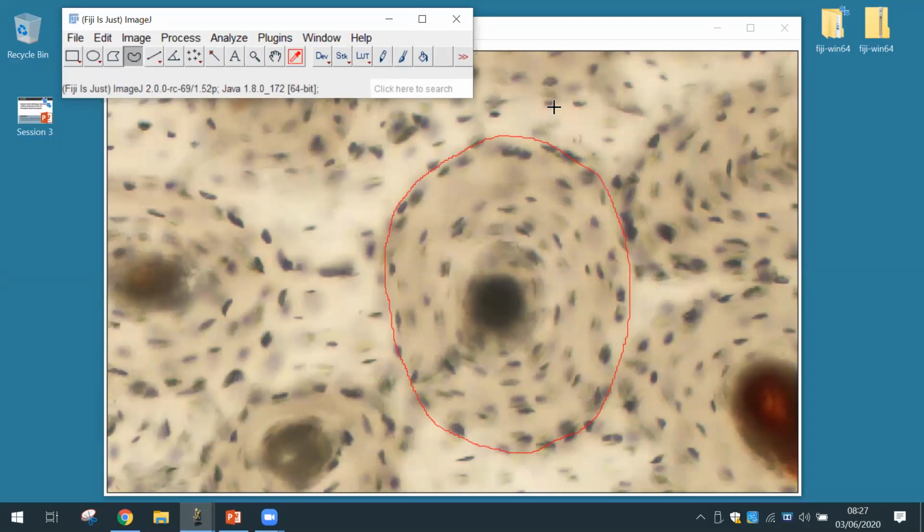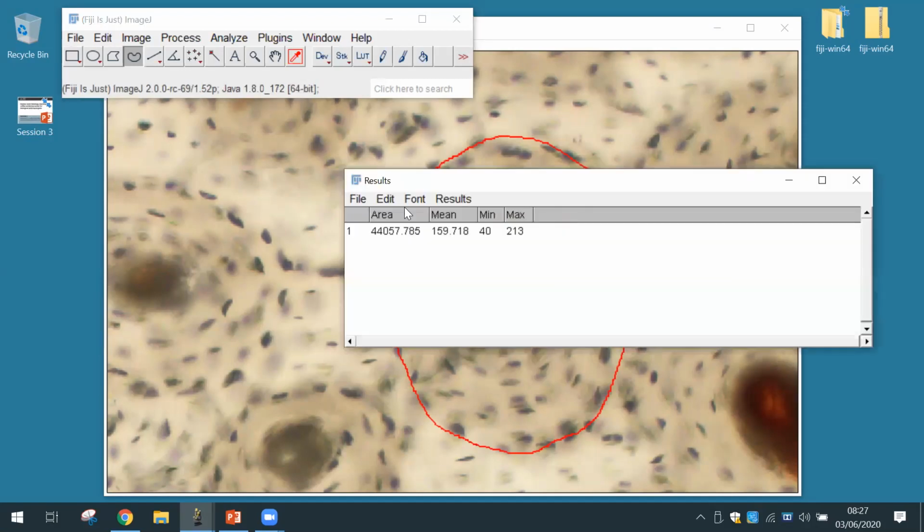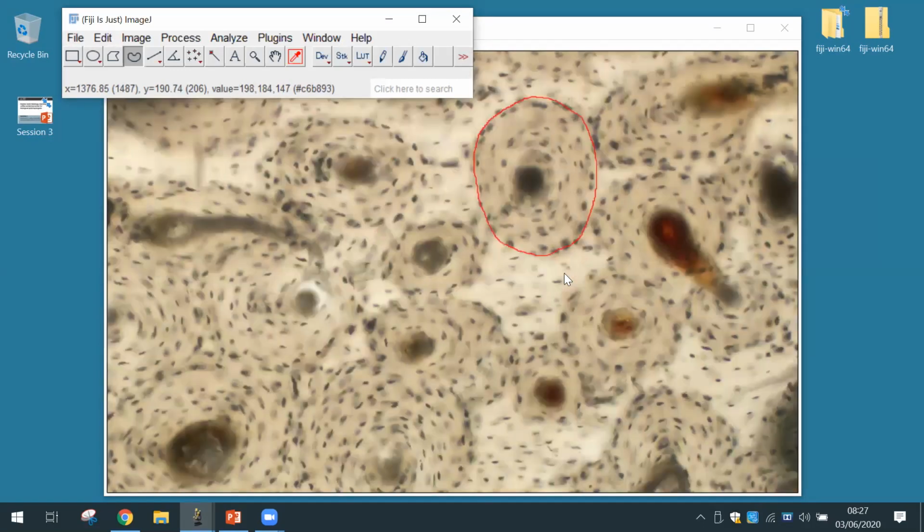Now, once you've traced this, once you've drawn a line, you can press D on your keyboard, which stands for draw, and that will burn that line into the picture itself, so that you know what you've already measured and what you haven't measured yet. Then press M for measurement. And so we're getting approximately 44,057,785, which is actually about average for secondary osteons. And so you just continue doing that, right?